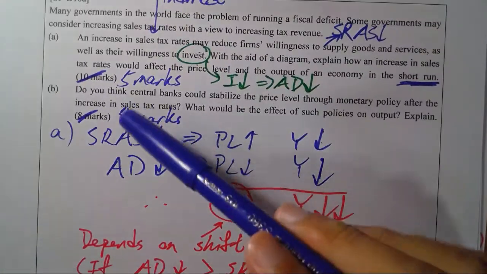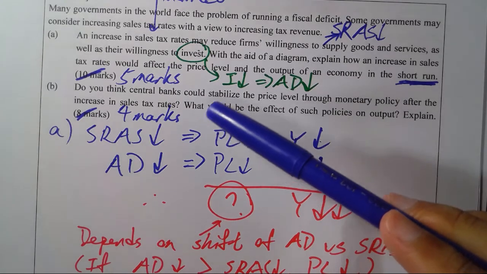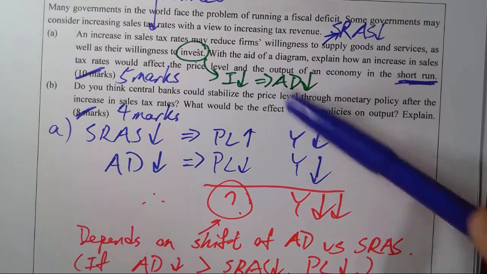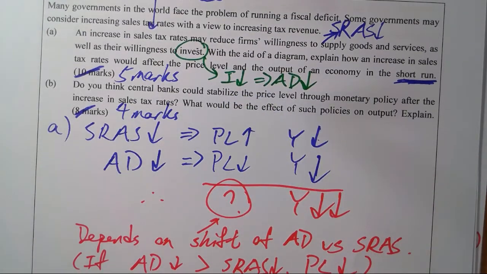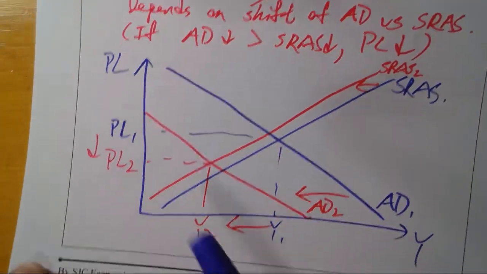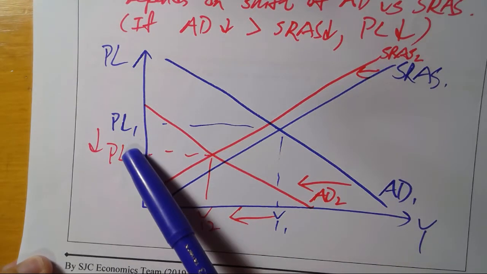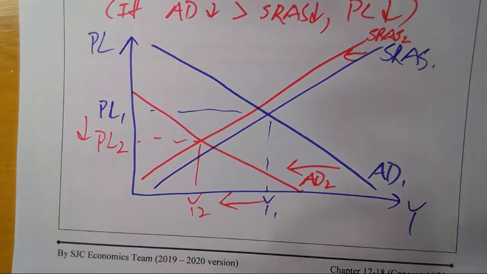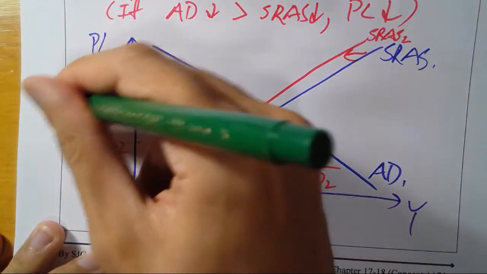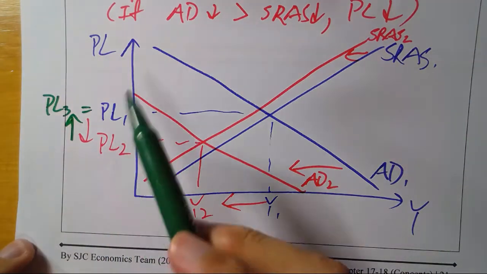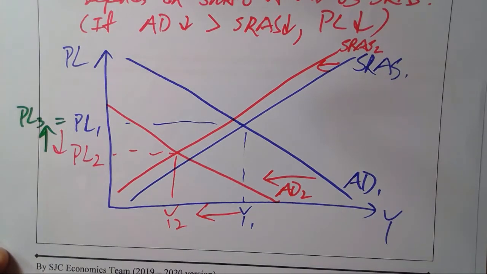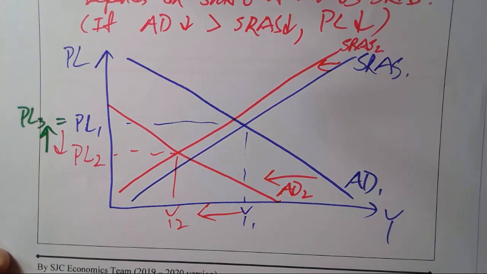Part B says, do you think central bank could stabilize the price level through monetary policy? Now, what does it mean by stabilize the price level? Because you see here, right? You see price level drops to price level 2. By stabilizing, we need to turn it back to here. Turn it back to price level 1, the original level, right? So, can they do something? Obviously, they can. Obviously, they can do something, right?